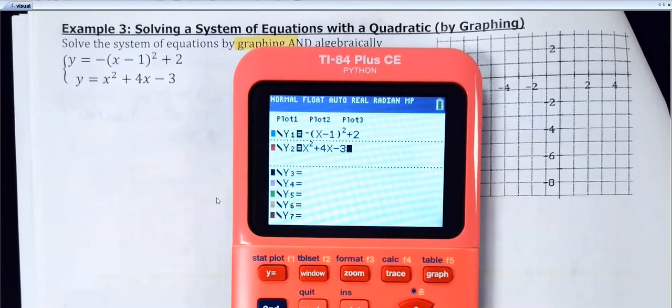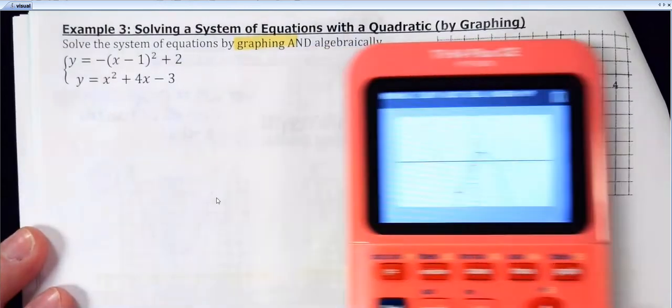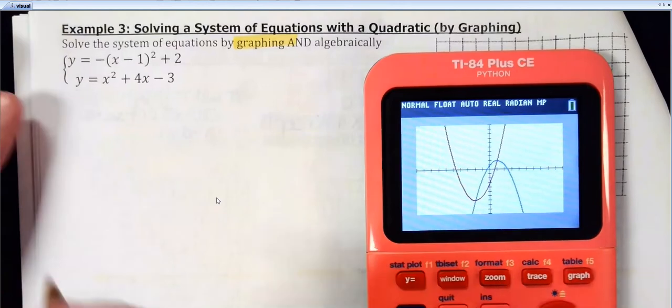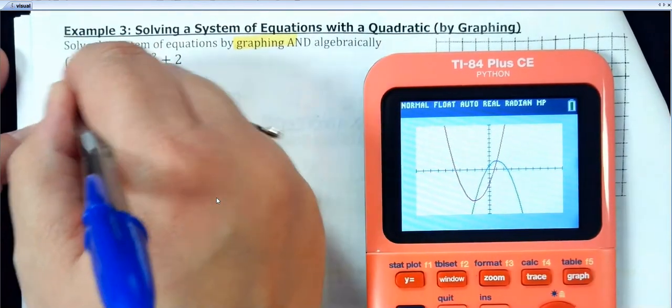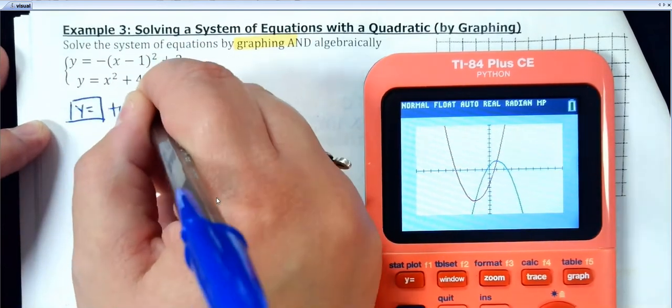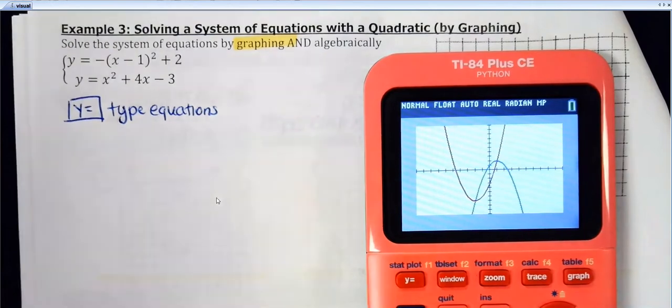Okay, now once you're there, if you want to hit your graph button to see what it looks like, but I'm actually going to go to a menu that will tell us exactly what the answers are. So I'm going to show you how to do that in case they're not nice numbers. They will be nice numbers for this example, but just in case they're not. Okay, so I haven't been writing this down. So y equals, you're going to type your equations. After you've got them, you can hit the graph button and look at it if you want, but you don't even have to do that.